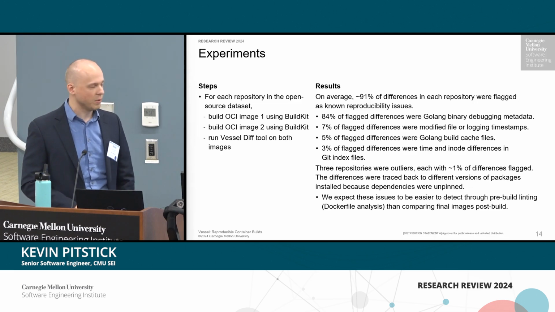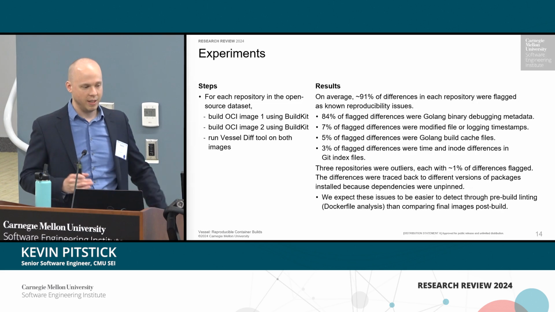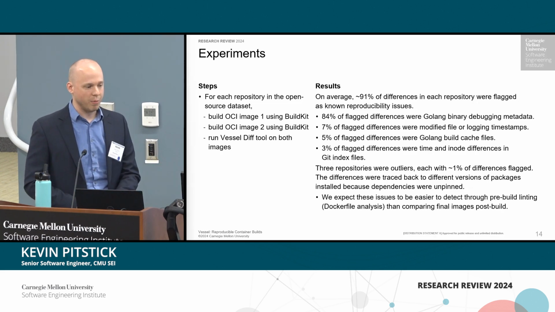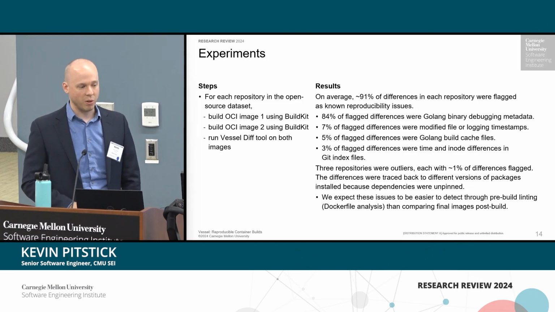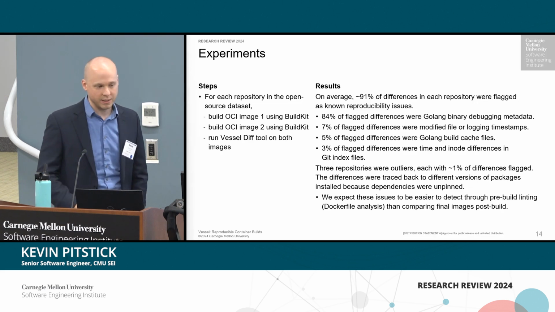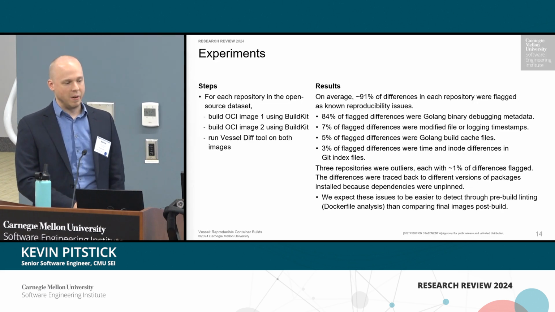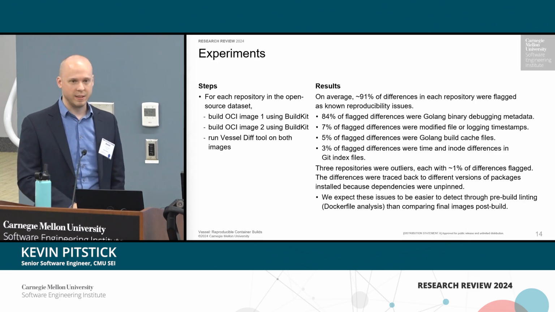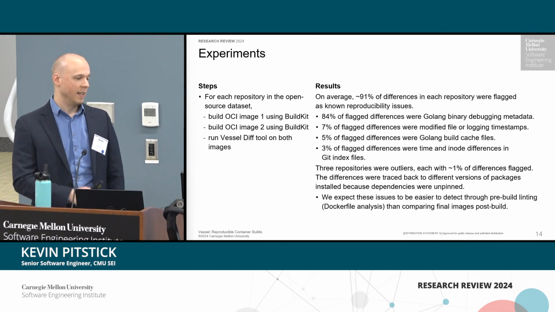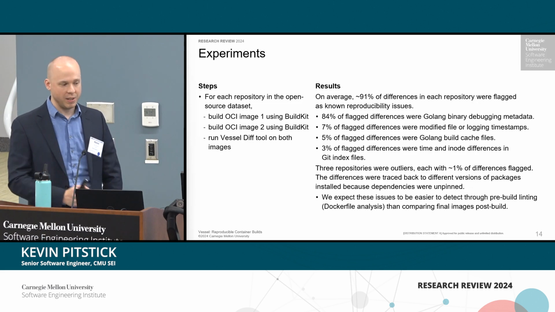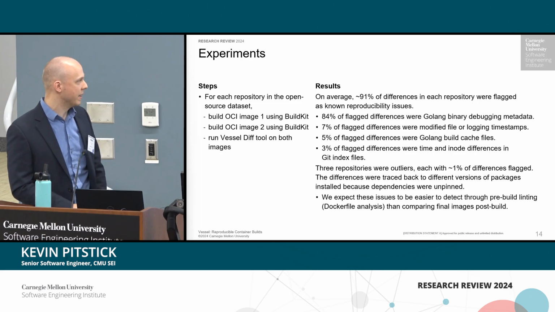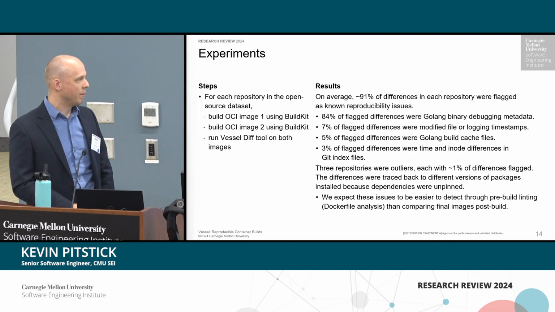We found some interesting things. After some trial and error of hitting the major differences we were seeing, we were able to get about 91% of the differences in each of the repositories flagged. Our goal is more up at 95%, but it's still a work in progress. A lot of the differences, things like debugging metadata was a very common one, especially for Golang. Golang build cache files, as mentioned, time, inode differences, things like that were all very common things.